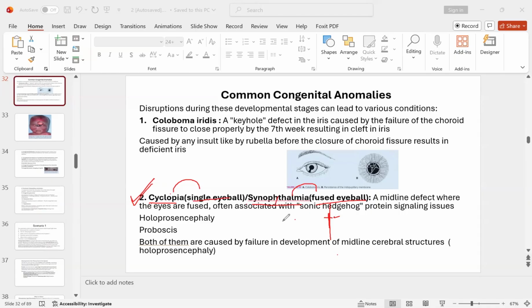This condition is associated with sonic hedgehog protein signaling issues. So if there is any issue in these factors, this will result in synophthalmia. In patients of synophthalmia, you can also see holoprosencephaly and proboscis. Holoprosencephaly and proboscis are also caused by failure in the development of midline cerebral structures.